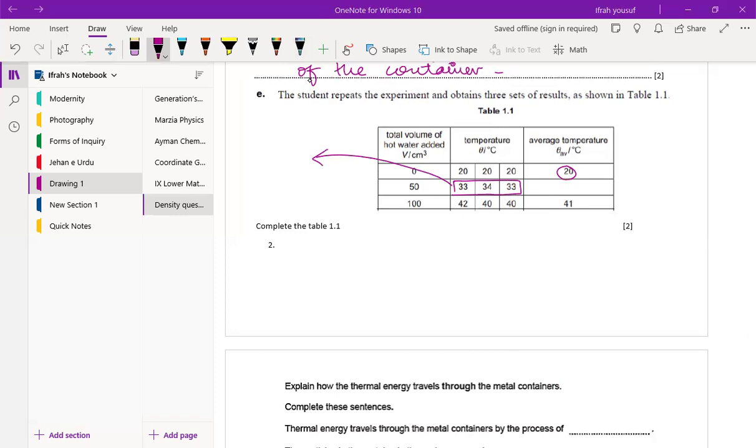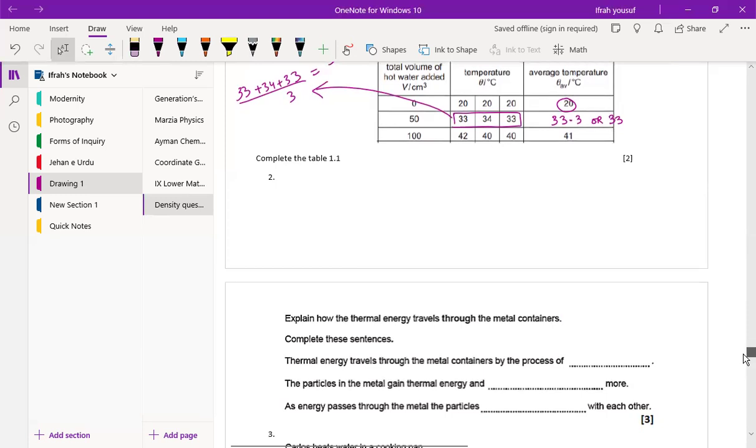All right. So you will add 33 plus 34 plus 33, divided by 3, right? What will you get? 33.3. Got it? और इसको आप 33.33 भी लिख सकते हो. Two readings are common, so you can write 33 as well. Okay, but I would recommend that you write 33.33.